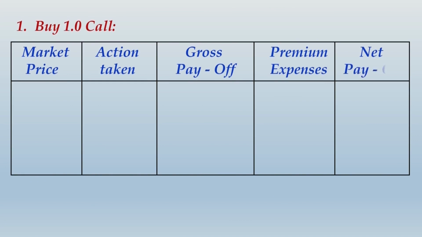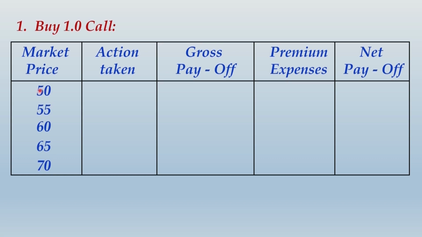We start with the first thing, buy one call means holding one call. So you just write up the headings as market price, action taken, gross payoff, premium expenses and net payoff. Market price ranges are given to you as 50, 55, 60, 65 and 70. Understand one thing very well, that the case what you are dealing with is buying a call option. So you are holding a call option, and you know one thing, that call options are exercised only when market price is greater than exercise price. In the given question, the exercise price is 60.